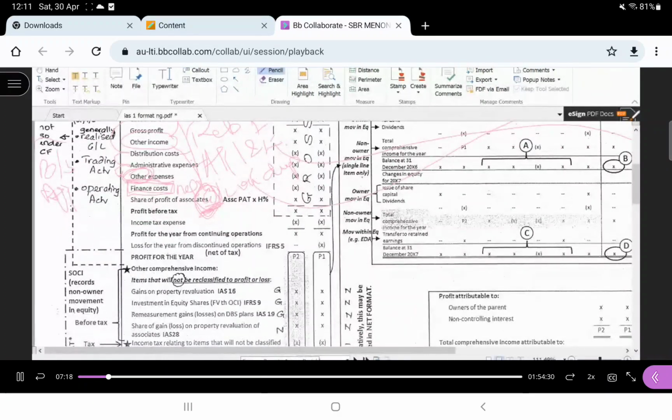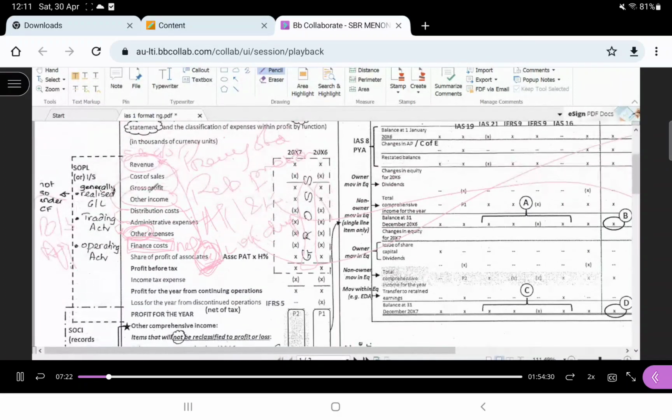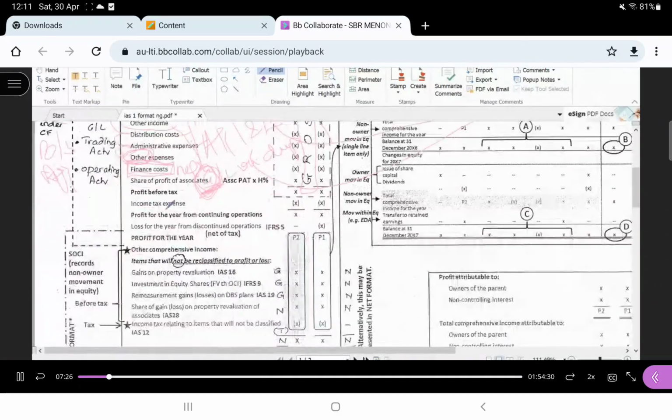So last week I told you, all items here are presented gross, meaning before tax. So revenue right up to this is profit before tax. Then we have income tax, how to calculate it? IAS 12. Then we get profit from continuing operations.